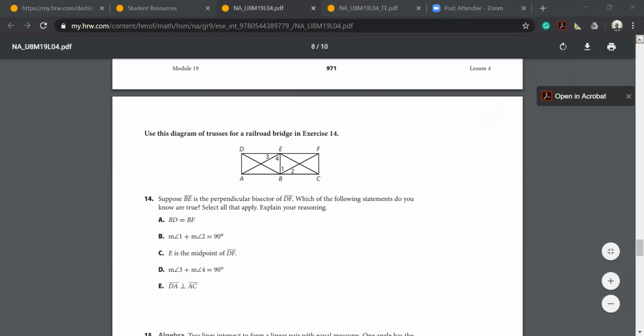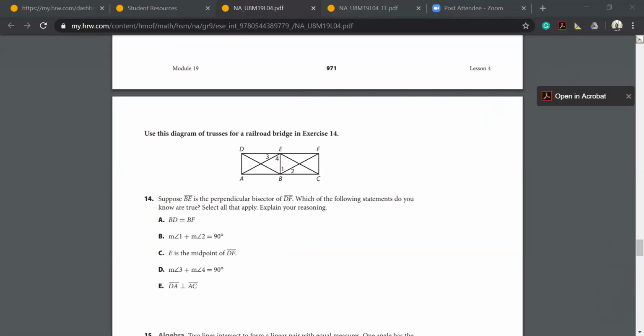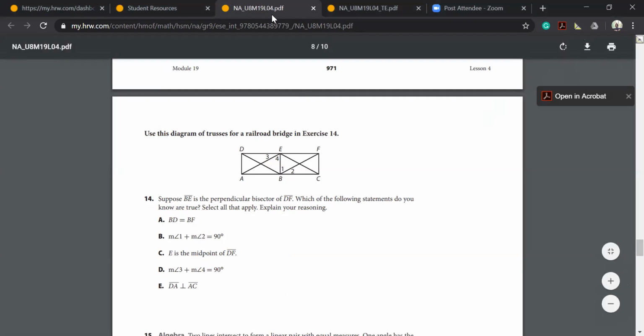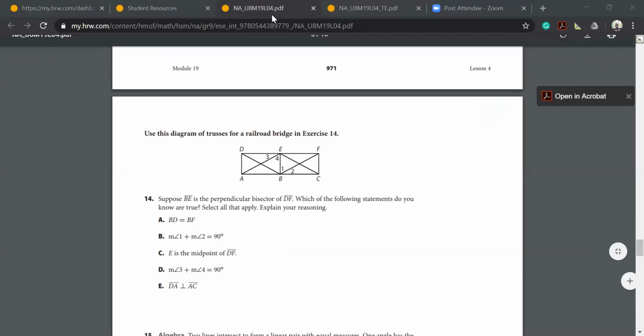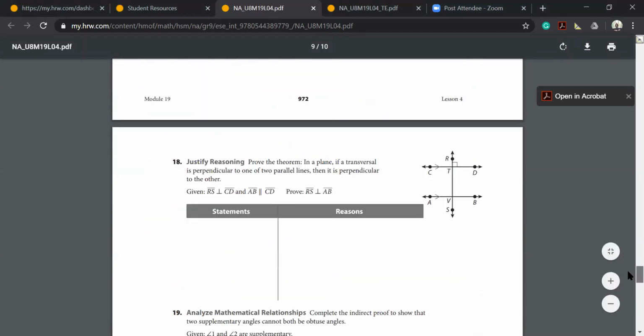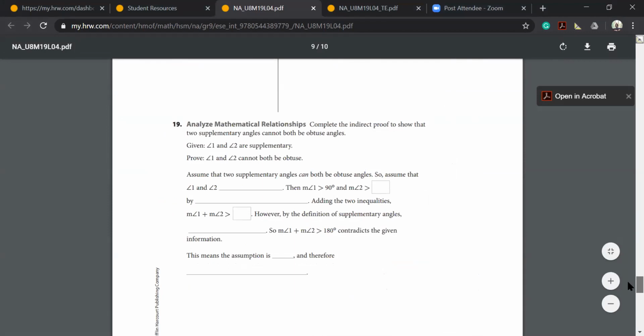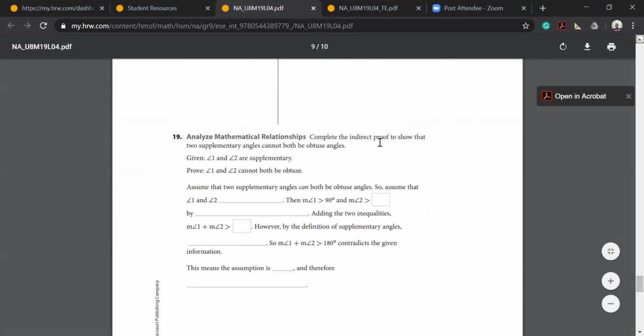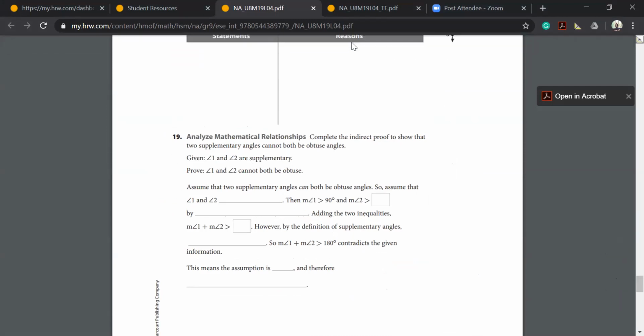We still have what question? We finished question 14. We still have question 19. Let's see it. Is it important to do or no? Question 19 is in here. Analyze the relationship. Complete the indirect proof. No, we already did the indirect proof before, and we understood it. That's enough for us. So lesson 19.4 is done. We are beginning now in lesson 19.5.